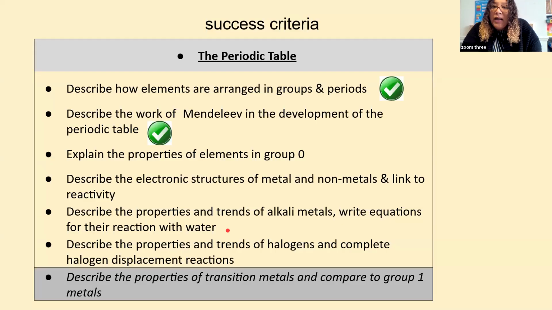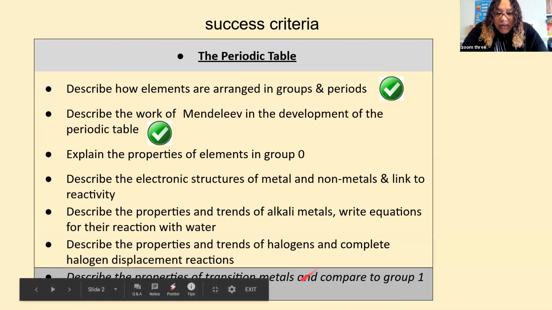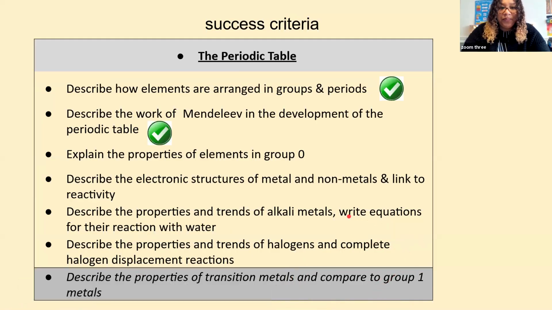We're very aware that the students in this group have all different ranges of abilities and are doing foundation and higher papers. So we want to make sure that we cover everything for all of you. I'll signpost you and let you know where we are in terms of what you need to know. The last bit here, we're going to do a little bit of comparison of our transition metals and group 1.